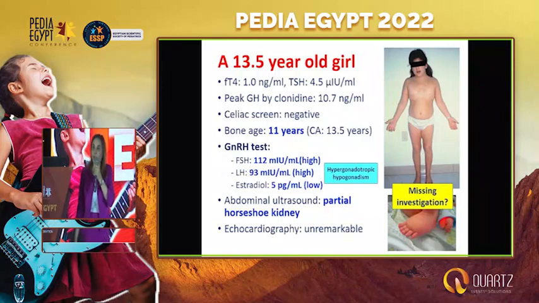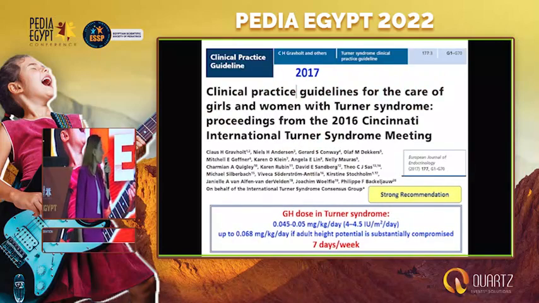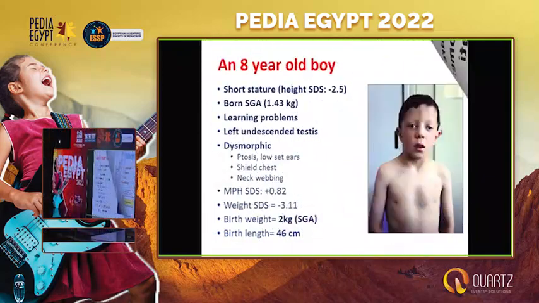Thank you very much. Karyotype, of course, we should have done it. And the girl turned out to be a 45X Turner syndrome. Don't forget to do a karyotype in any short girl, even if not dysmorphic, and in the presence of lymphedema as well. And based on the clinical practice guidelines for care of patients with Turner syndrome, it is advisable to start growth hormone in those girls, maximum by the age of 4, and later on we add sex steroid.